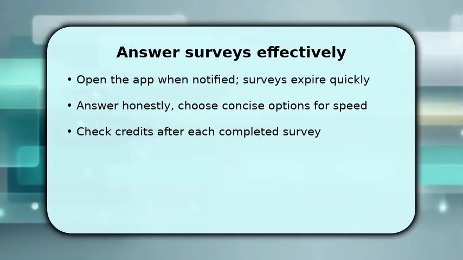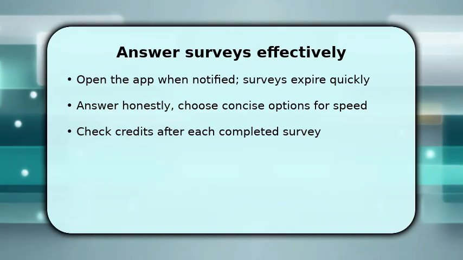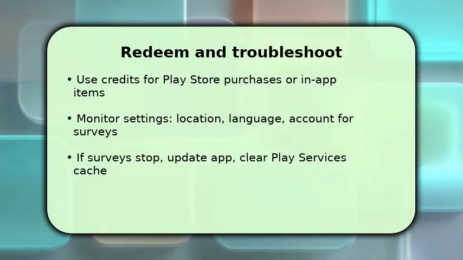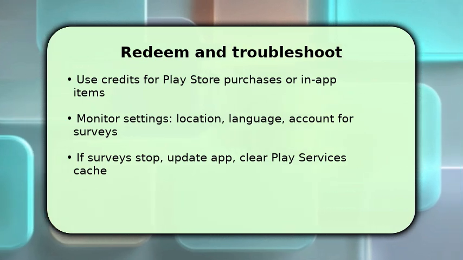After submission, the app credits your play balance in seconds. Make sure to confirm the credit amount and the new balance, so you track earnings and build up for a purchase. When you have credit, spend it directly in the Play Store on apps, books, or in-app items. It applies automatically at checkout.